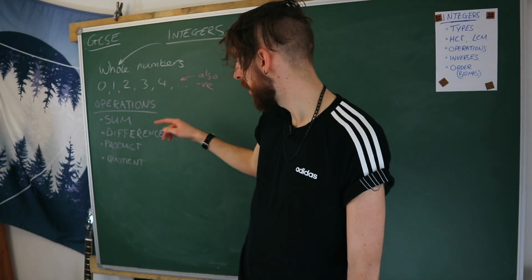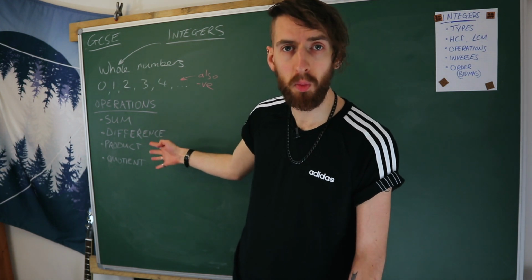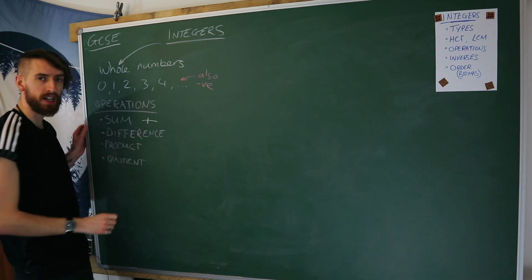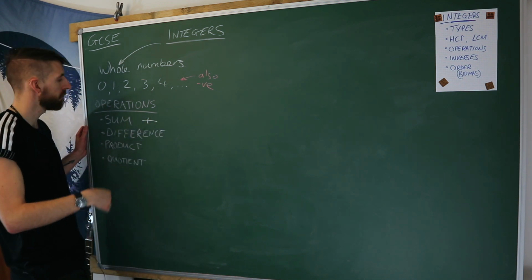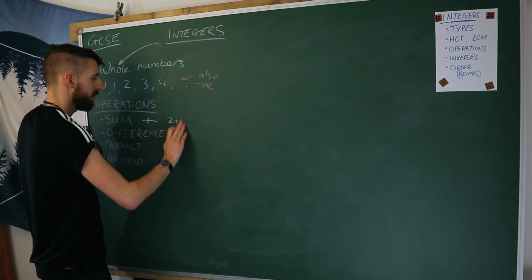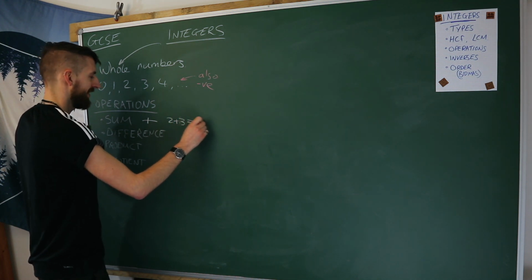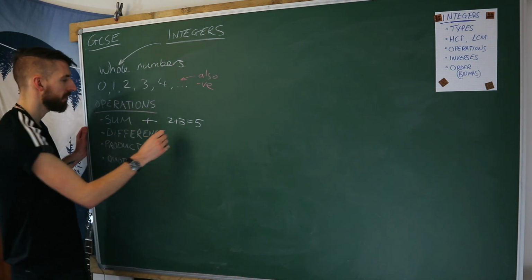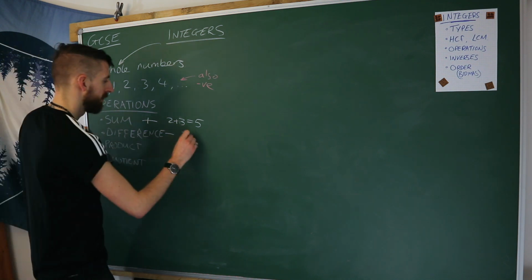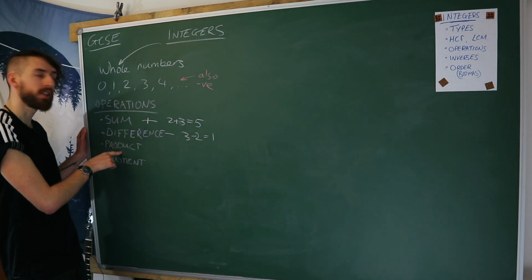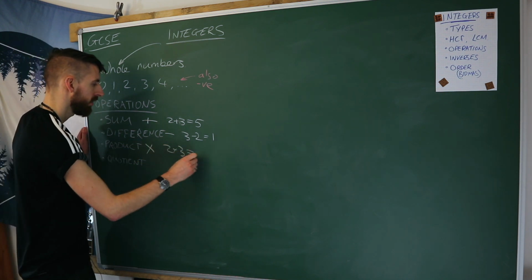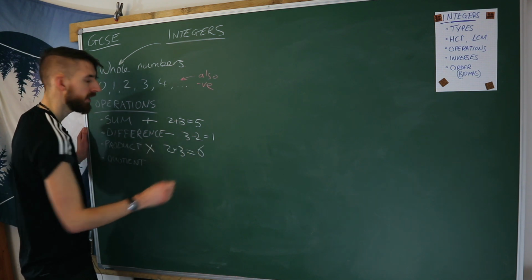Sum, difference, product and quotient. These are just mathematical words. Sum, that's adding. The sum of 2 and 3 is 5. The difference, that's just minusing. So the difference between 3 and 2 is 1. Product, that's multiplying. The product of 2 and 3 equals 6.